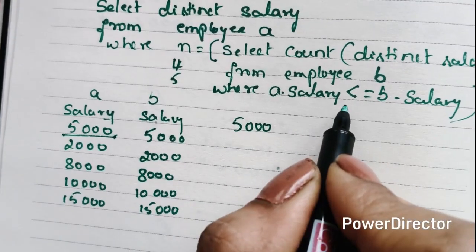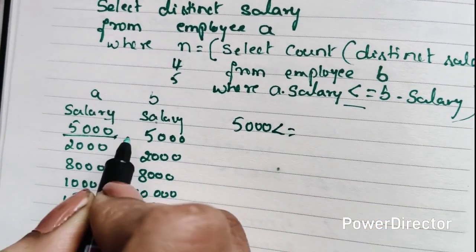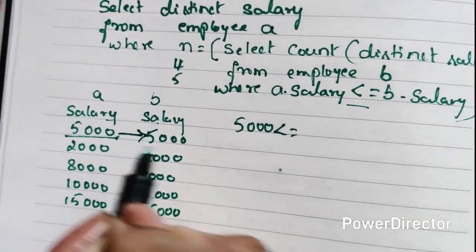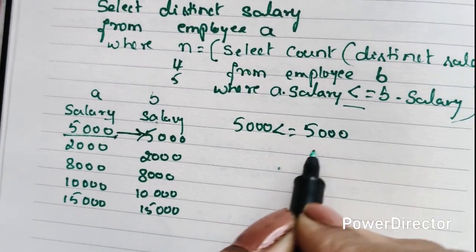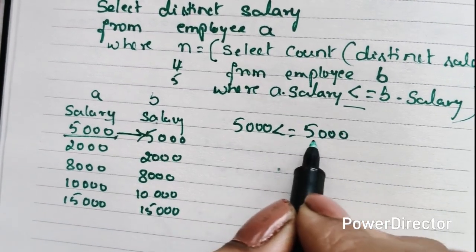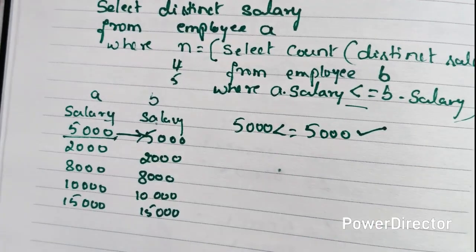5,000, this condition less than or equal to. So it will compare with this value 5,000. Is the condition true? 5,000 is less than or equal to 5,000? Yes, the condition is true.